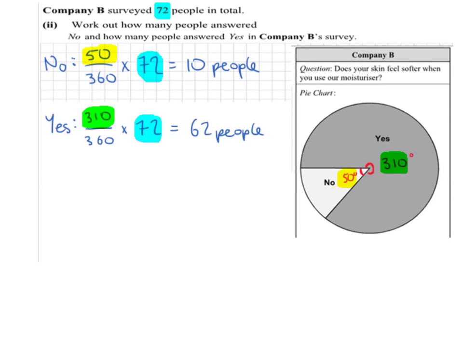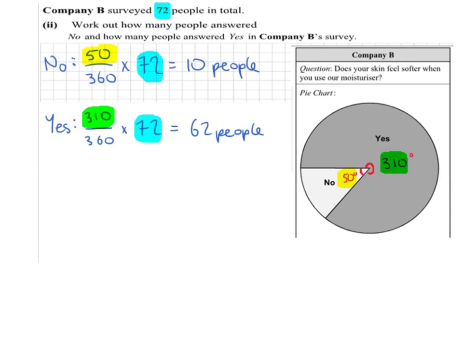Then I'm going to do the same with the yes angle. My angle for the yes part of my pie chart is 310 degrees. So I'm going to take that 310 degrees, put it over 360 degrees and multiply it by 72 again because 72 people in total were surveyed. And 310 divided by 360 multiplied by 72 gives me 62. So 62 people answered yes.